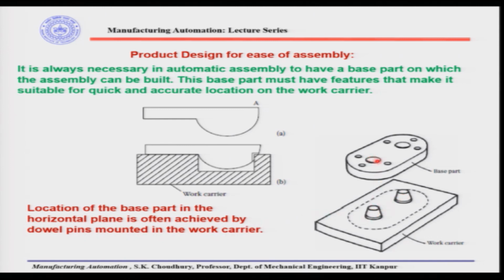In that case, the base part can be located with respect to these holes as well, and that is very important, because some screw or some rivet goes in this. So, they have to be located properly with respect to the axis in this direction, and that can be done by putting the base part on the dowel pin.